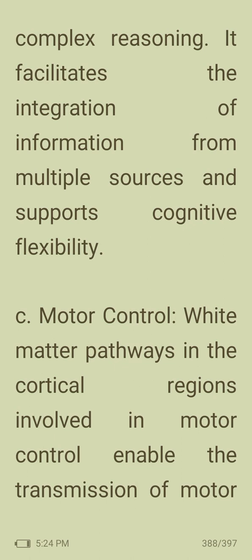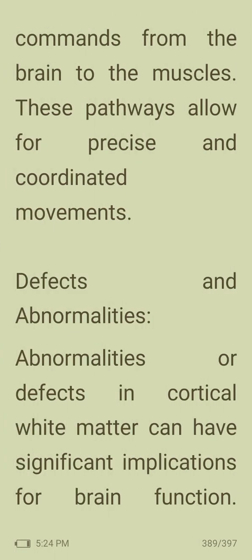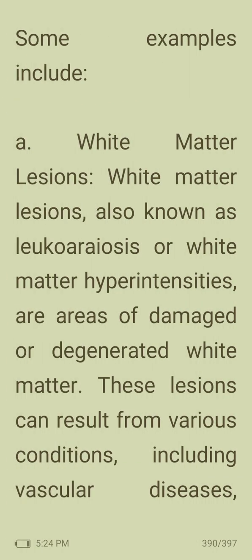Then, motor control. White matter pathways in the cortical regions involved in motor control enable the transmission of motor commands from the brain to the muscles. These pathways allow for precise and coordinated movements. Then, defects and abnormalities. Abnormalities or defects in cortical white matter can have significant implications for brain function. Some examples include white matter lesions.